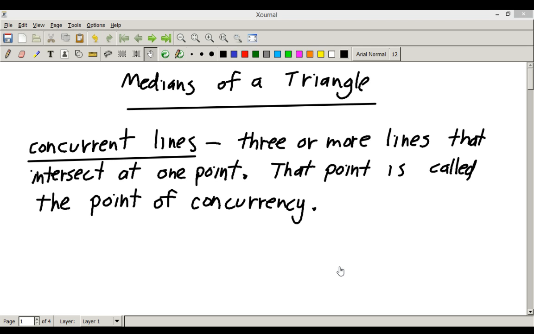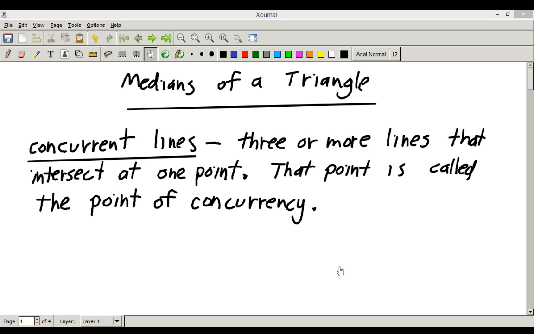Okay, welcome back everybody to another topic of geometry related to triangles. This time we're going to talk about the medians of a triangle. So we'll have some vocabulary today and one theorem which we won't prove, but we'll talk about it, and some examples to get you on your way to understanding how to use this theorem.